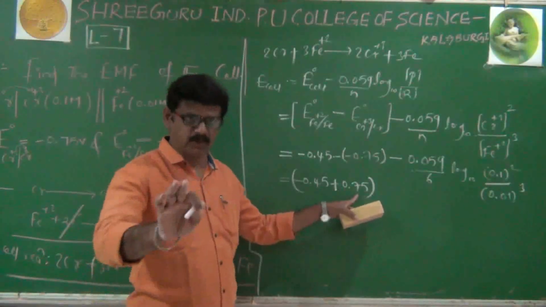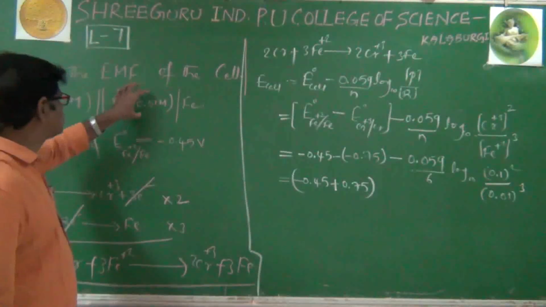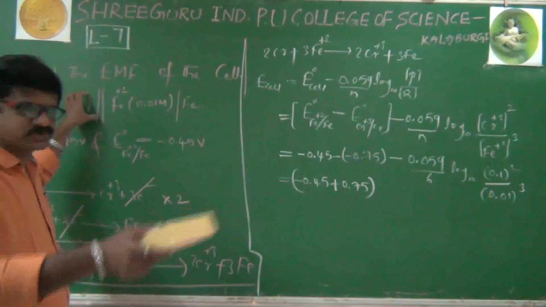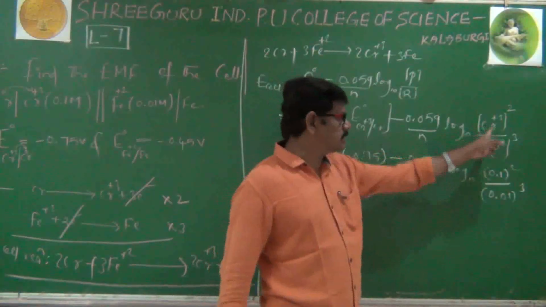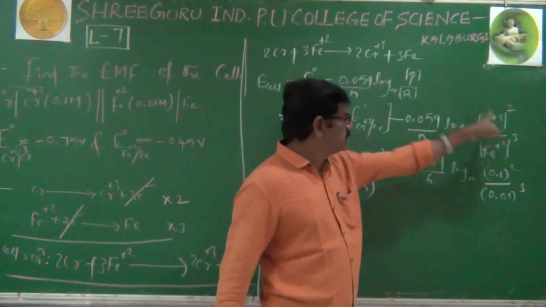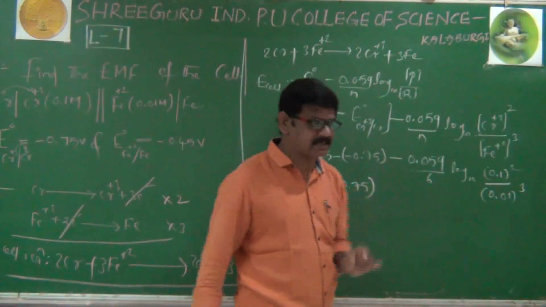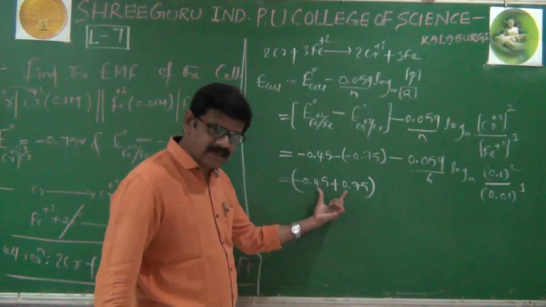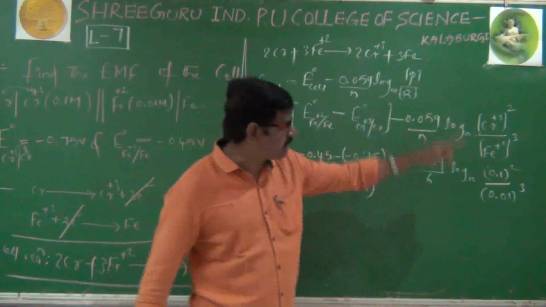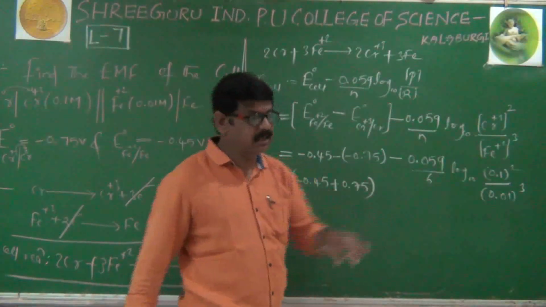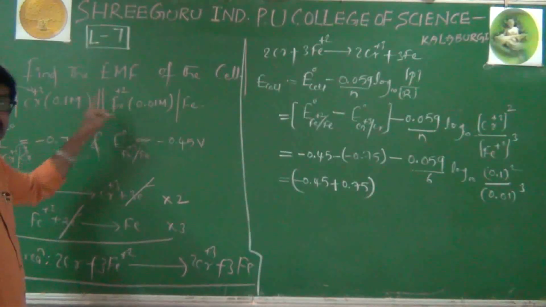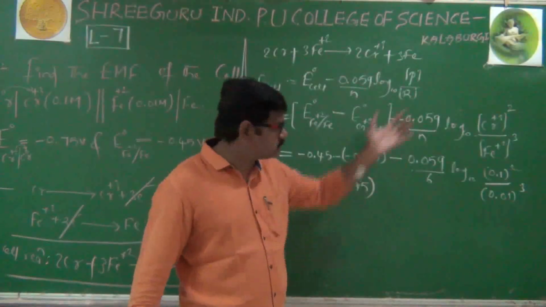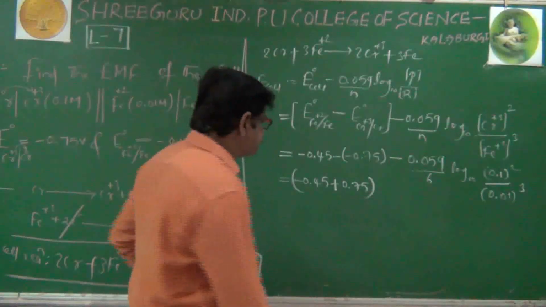E naught cell value. Suppose, just imagine, if this ion concentration as well as this ion concentration, both concentrations are 1 and 1, then what happens? This value is 1, this value also 1. Log 1 is 0. 0 into this part is 0. In that case, cell potential E cell becomes E naught cell only. That's why whatever value we get here is our answer when both concentrations are 1 and 1. But here both concentrations are not equal to 1. That's why we have to use all the values. We have to use the entire formula, right?